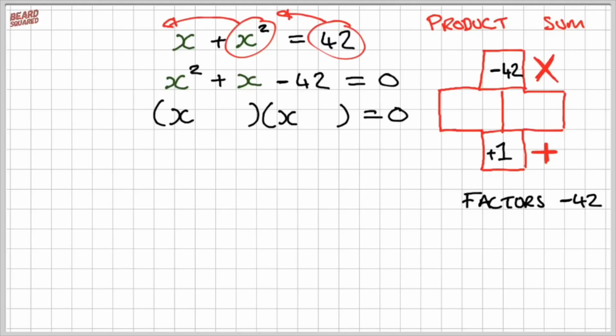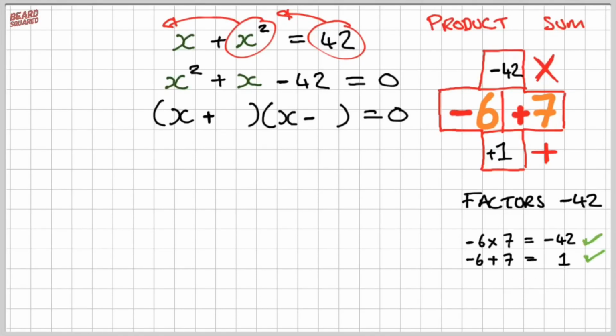Okay, so you should have 2 factors that are going to be 6 and 7. And in particular, we want a positive 7 and a negative 6. So we can check that this works by doing minus 6 times 7, which gives us minus 42. And then minus 6 plus 7, which gives us 1. So those both check out. So in my factored form, I can write x plus 7 and x minus 6.